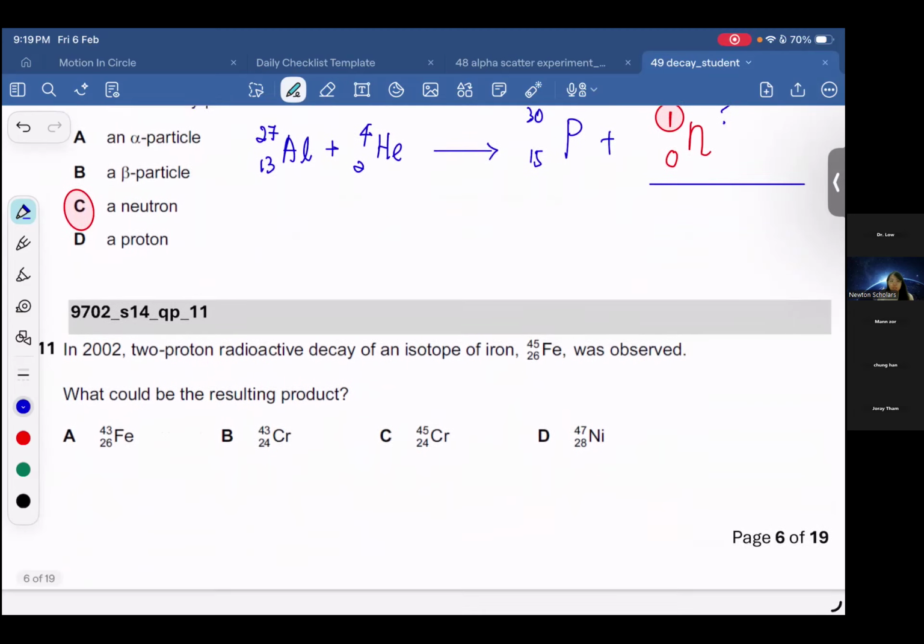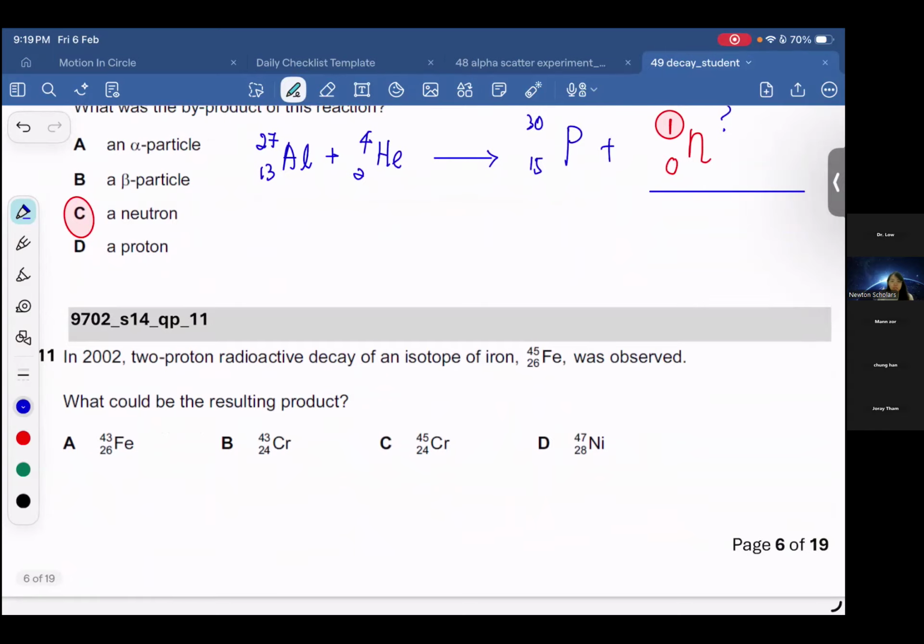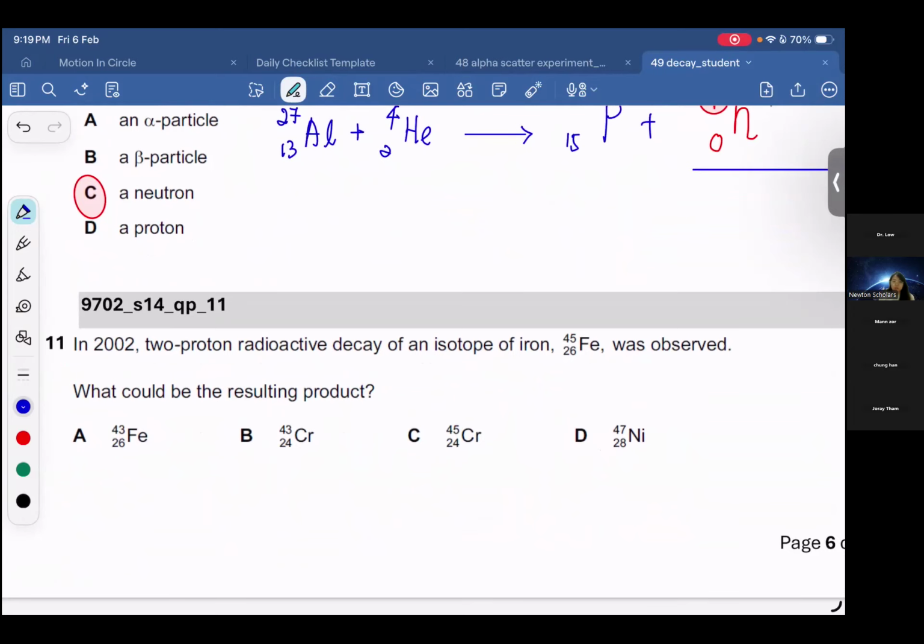Yes, Vashini, okay. Haichen, okay. Chonghan, okay. Good job. Can you try question number 11? Then tell me what could be the resulting products.